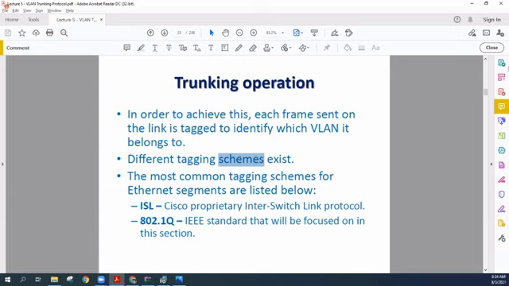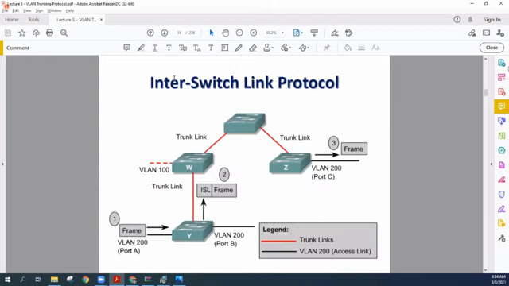Right, maybe having a flag. Always keep a flag or badge, a house badge. Those are the different tagging mechanisms. Finally, everyone can be clearly identified as to which house they belong to. The most common tagging schemes for Ethernet segments are listed below: ISL and IEEE 802.1Q. This one is Cisco proprietary. This is the common platform for any switch manufacturer. Inter-Switch Link protocol, ISL, is the Cisco proprietary one.